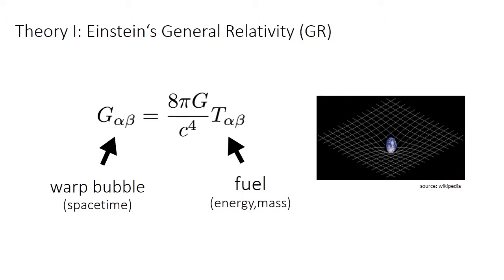Another example would be the Earth. In this case we have the mass of the Earth on the right hand side of the equation, and then this mass of the Earth shapes the space-time around it in a certain way, and that finally leads to gravity.